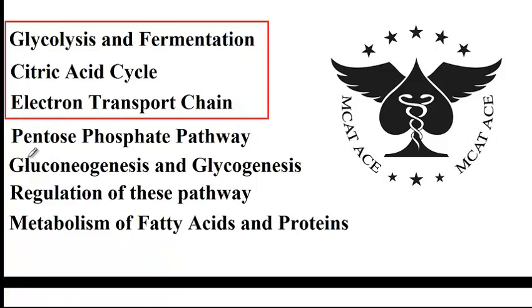In our next lecture, we will review the pentose phosphate pathway, gluconeogenesis, glycogenesis. Let's not confuse glycogenesis with glycolysis. Glycolysis is breakdown of glucose. Glycogenesis is production of glycogen. And the regulation of these pathways, again, we will discuss. And then finally, we will conclude the second half of this lecture with discussing the metabolism of fatty acids and proteins, and then giving you some practice questions to prepare you for your MCAT.